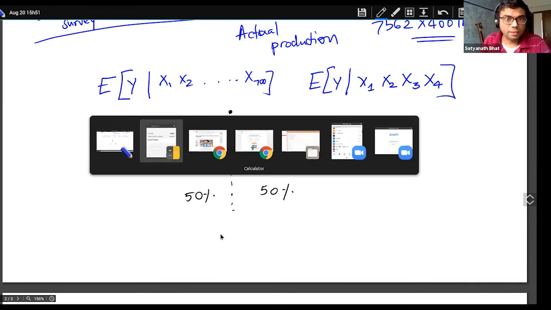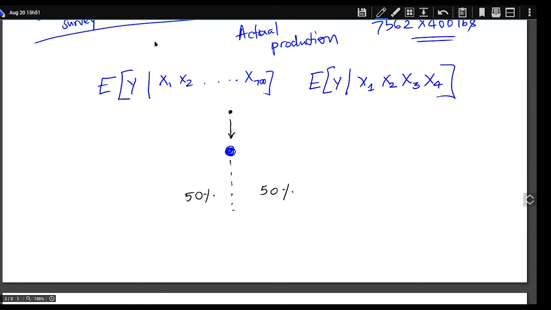But if we repeat this in a particular setup, which is called the Galton board, which I will show you now.